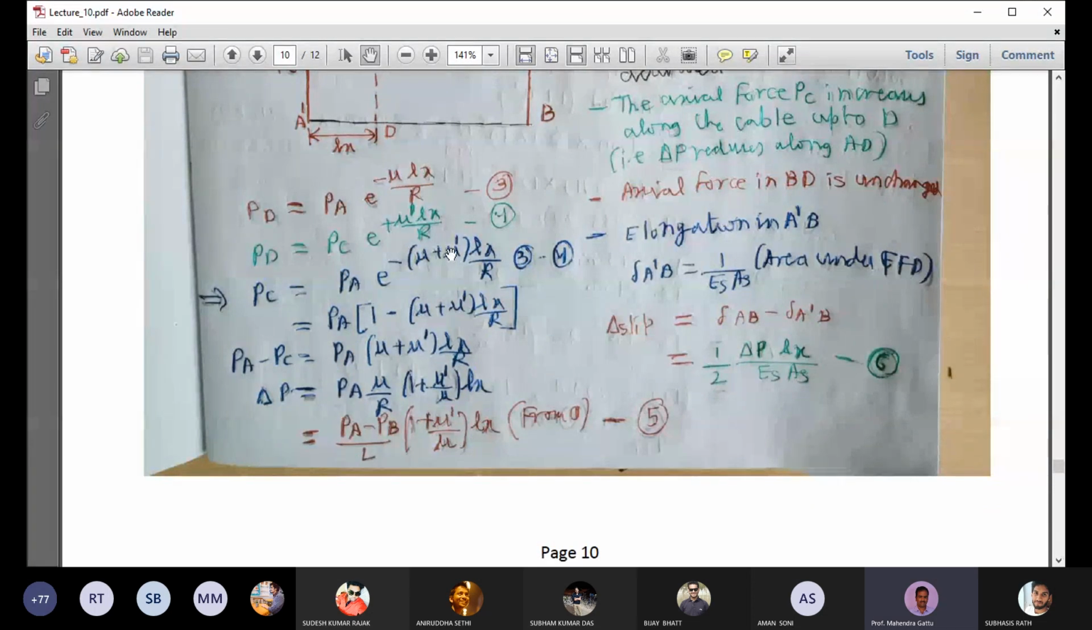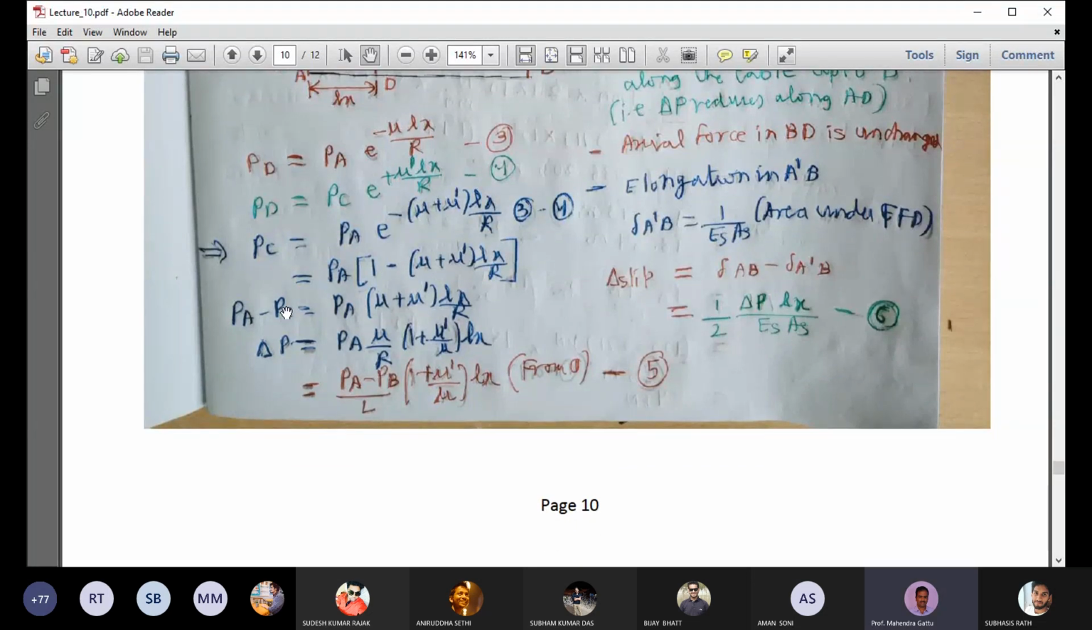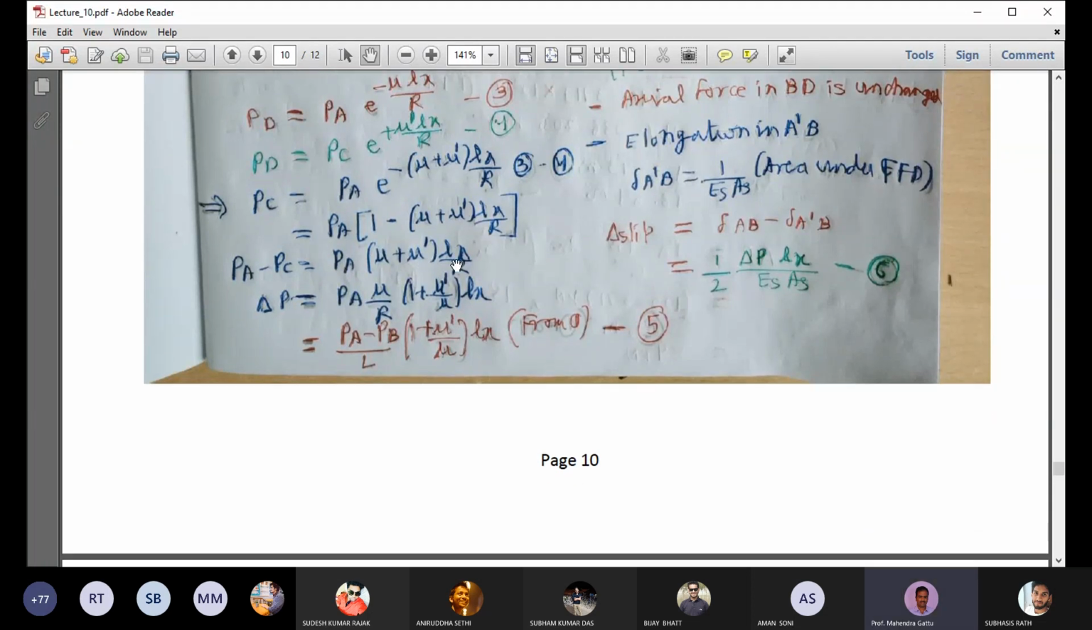And again, we'll simplify this. We'll write 1 minus mu plus mu prime Lx by r, and we'll calculate what is PA minus PC. PA minus PC is PA times mu plus mu prime Lx by r. Now we take mu common, and we get PA mu by r into 1 plus mu prime by mu into Lx. So we have PA minus PC, that is the loss of pre-stress at A, that is delta P, and we have PA mu by r into 1 plus mu prime by mu Lx.